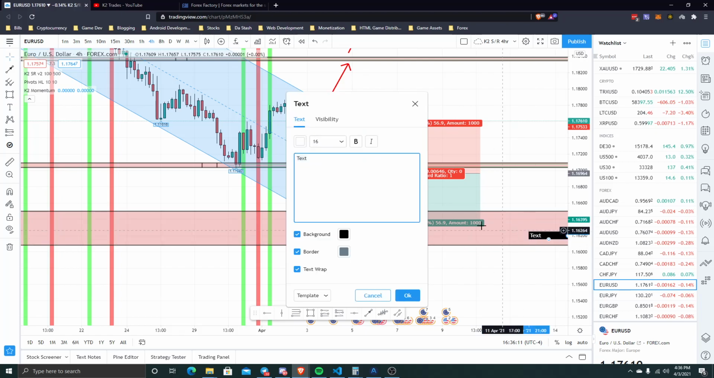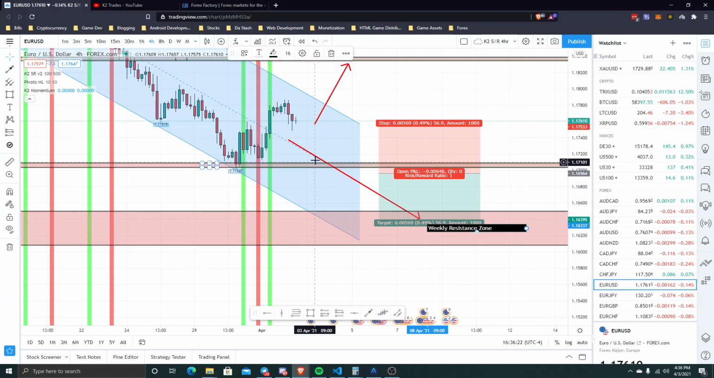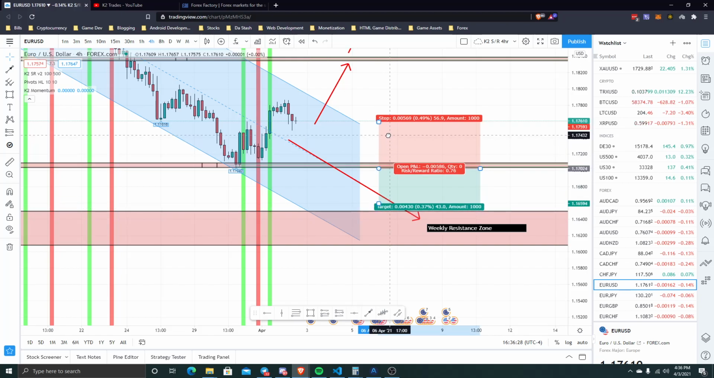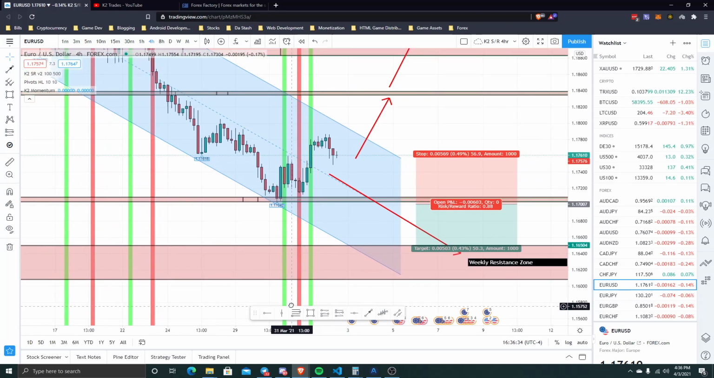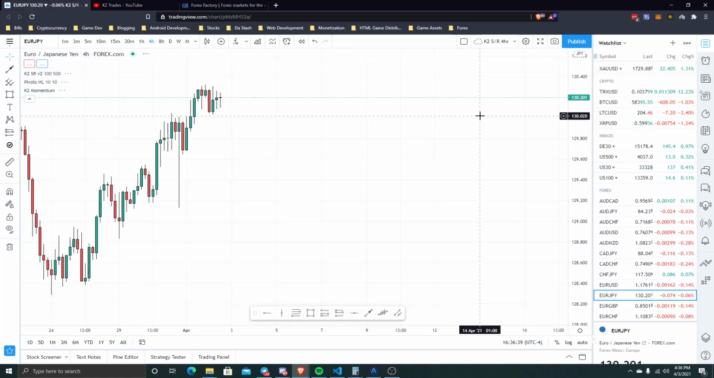So this is a weekly resistance zone. So yeah, if it breaks below this zone and continues down, I'll probably just take a trade here. And this is easily maybe a 50 pip move. Like I said, we just have to wait and see. Euro JPY.